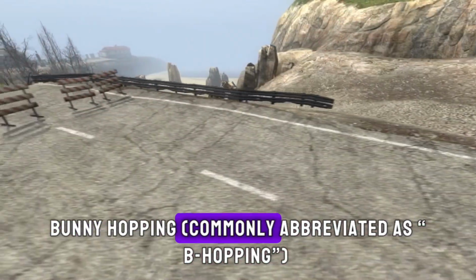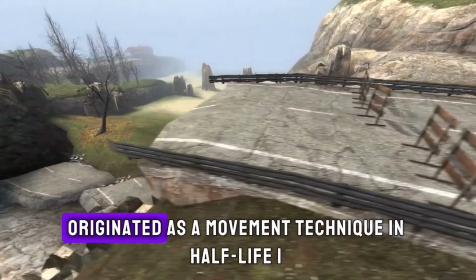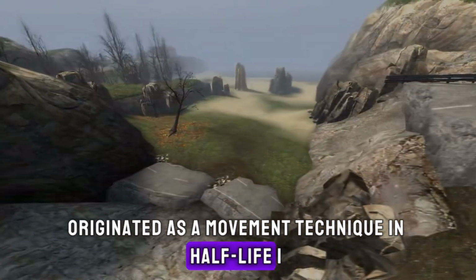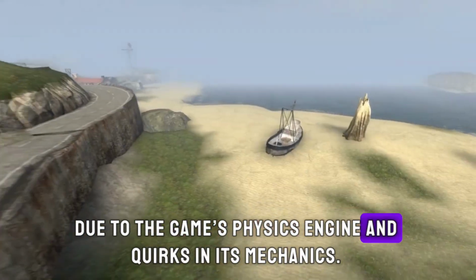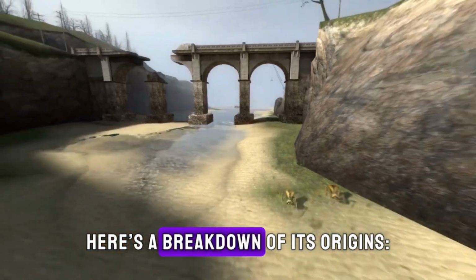Bunny hopping, commonly abbreviated as B-hopping, originated as a movement technique in Half-Life 1 due to the game's physics engine and quirks in its mechanics. Here's a breakdown of its origins.